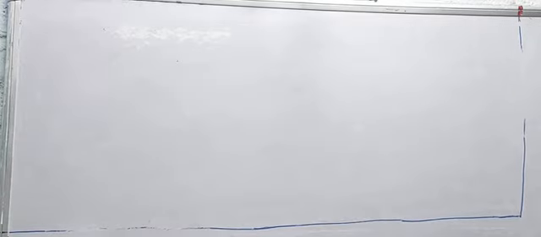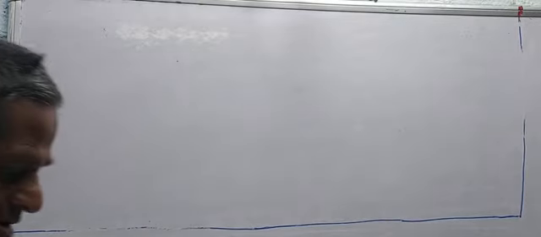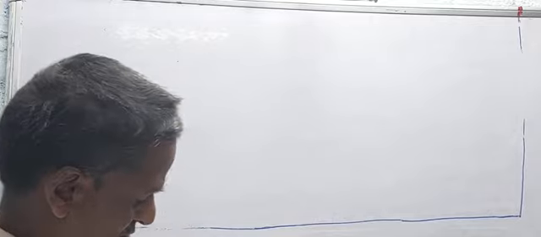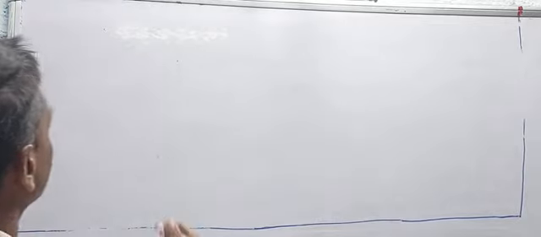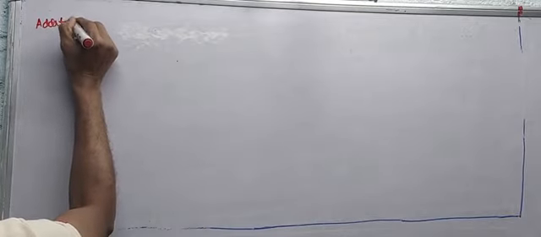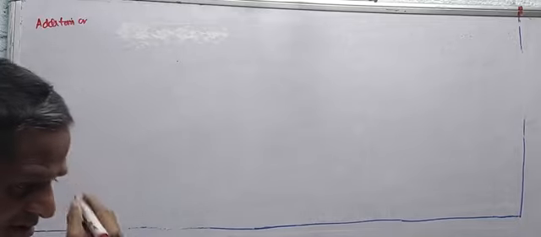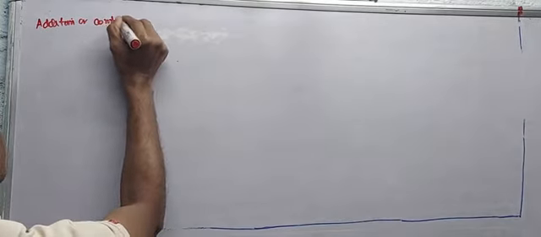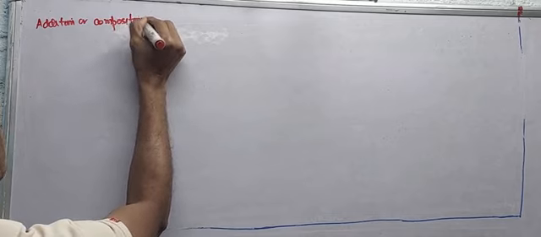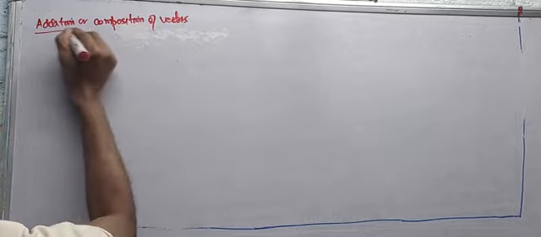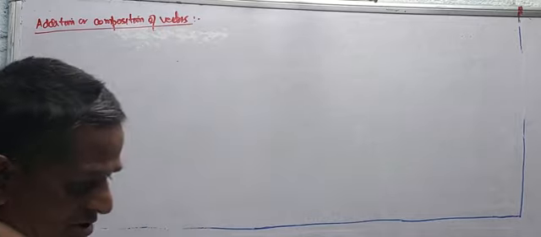Our next heading is addition or composition of vectors. Addition or composition of vectors. Composition of vectors. Vectors का योग.